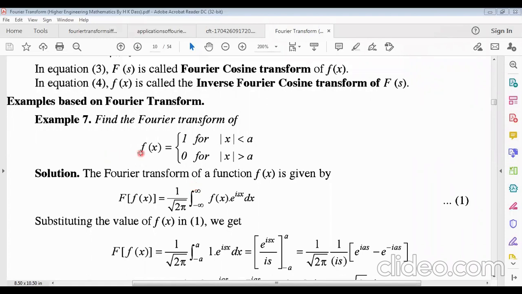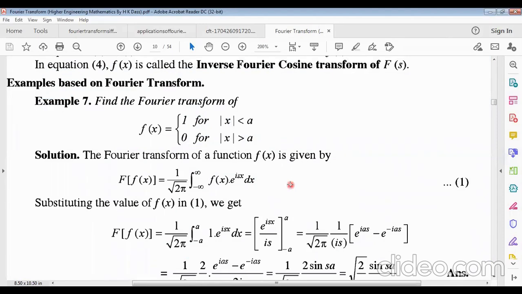Now, different examples based on Fourier transform. There are two types of transform. One is sine, another is cosine. So first of all, you have to find out the Fourier transform. Example 7: find the Fourier transform of f of x equals 1 for absolute value of x less than a, and f of x equals 0 for absolute value of x greater than a.